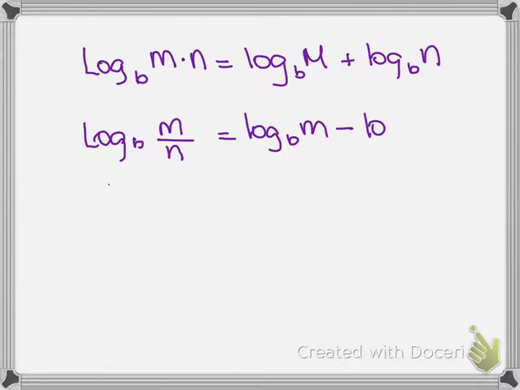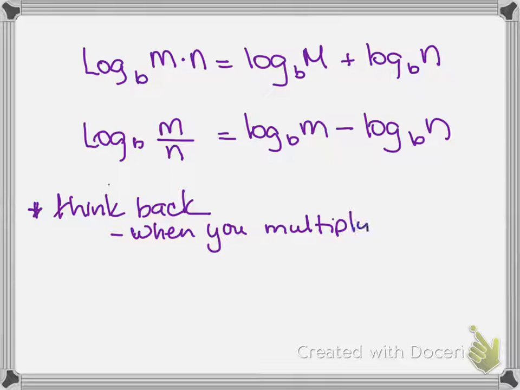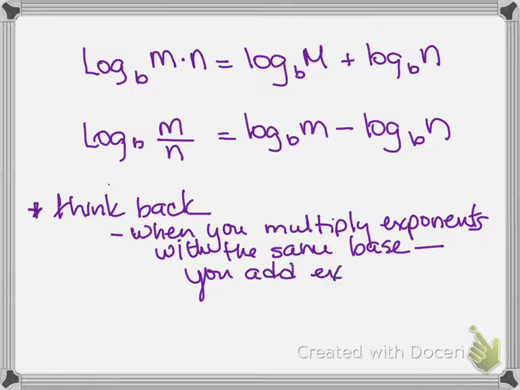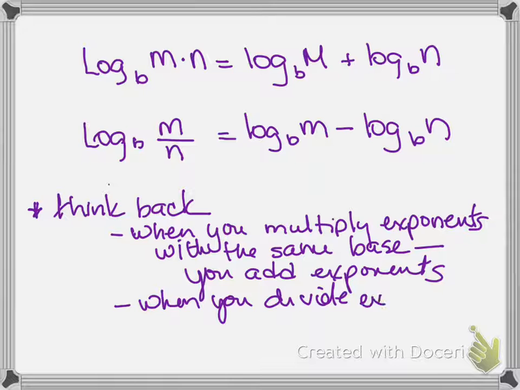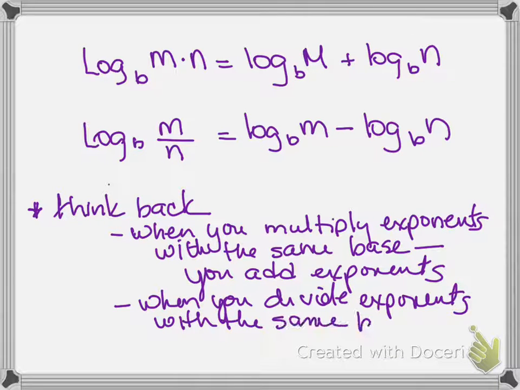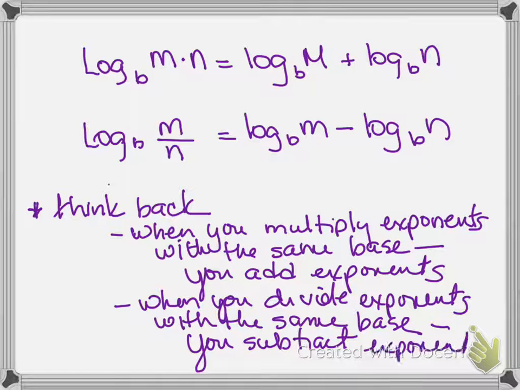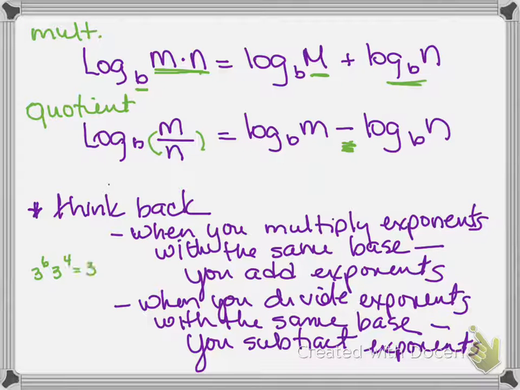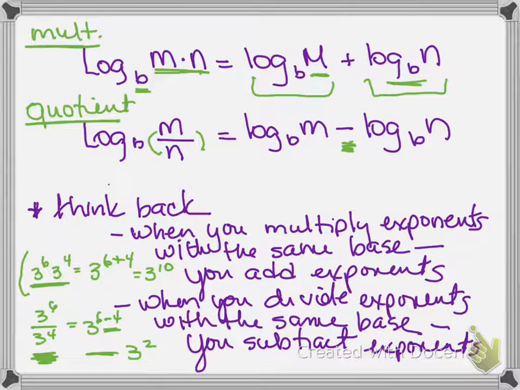And what you're going to notice here are some similarities between the exponent rules that we used and the log rules. Think back, when we used to multiply exponents with the same base, we added those exponents. When you divided exponents with the same base, then we subtracted the exponents. Notice that as we expand these 2 examples, it's exactly the same thing. When we multiply, we add. When we're dividing, we subtract. Okay? So 3 to the 6 times 3 to the 4 is 3 to the 6 plus 4. And 3 to the 6 divided by 3 to the 4 is 3 to the 6 minus 4. Remember those exponent rules are going to come into play. Because remember, a logarithm is another word for exponent.